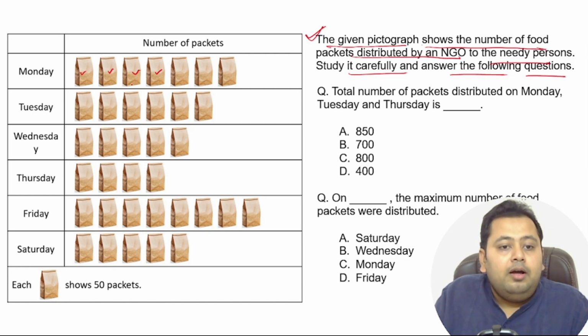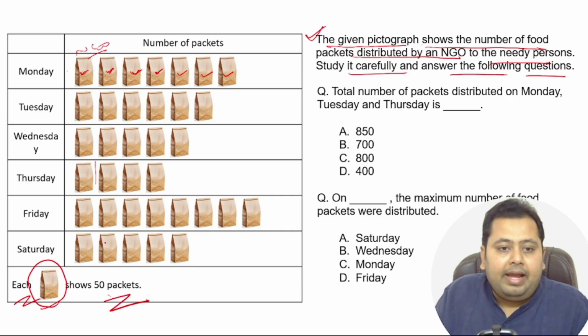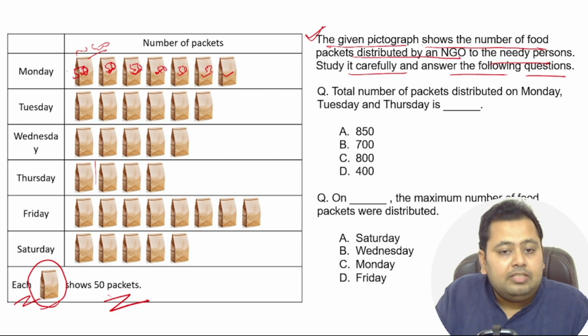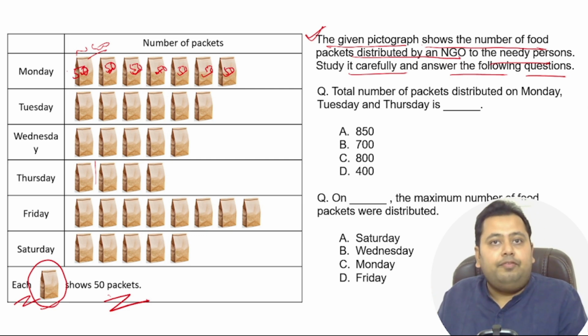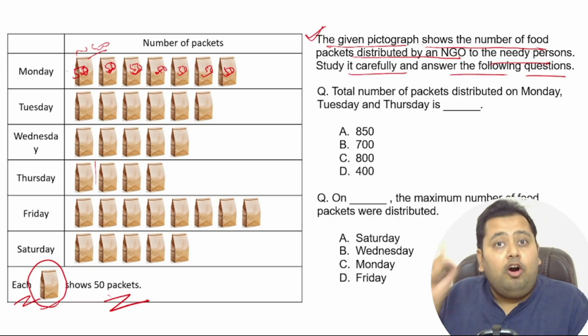Now, if you see on a Monday, the NGO distributes 1, 2, 3, 4, 5, 6, 7. Are these 7 packets? No. If you read here, what it says is each packet shown in the image represents 50 packets. So on Monday, the NGO is actually distributing 50 plus 50 plus 50 plus 50 plus 50 plus 50 plus 50. So 7 times 50, right? 7 times 50 packets is what the NGO is distributing on a Monday.